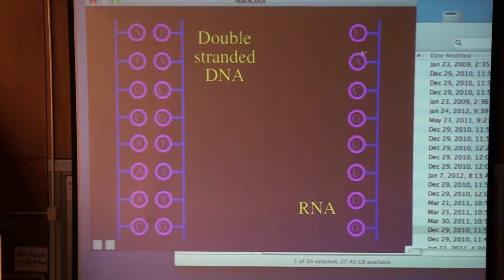enzymes inside the nucleus that can scan the DNA sequence, and then based on that sequence, the enzymes produce an RNA copy of it.